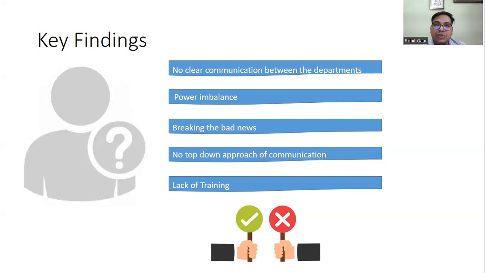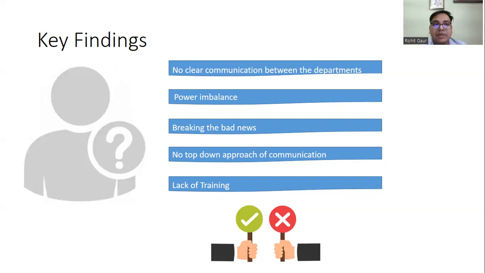Sometimes doctors are not in the condition of sharing the bad news with the attendant. Sometimes they have to, but they don't know how to do that. Next is no top-down approach of communication. Sometimes there is information which has been shared with the top management and it is not going down the line, so it stays somewhere in between. When there is no passing on of the information, people do not understand what they have to do exactly, what is needed from them.